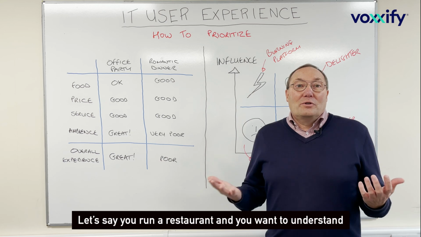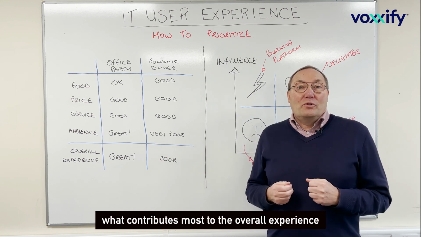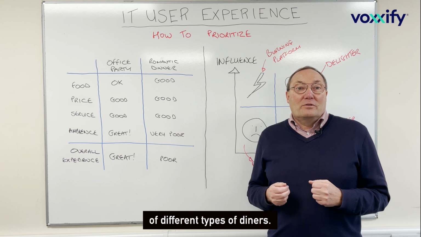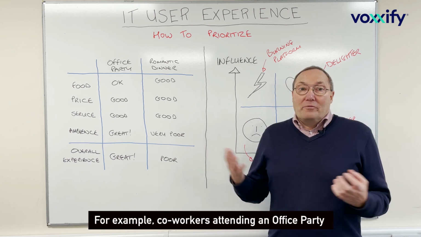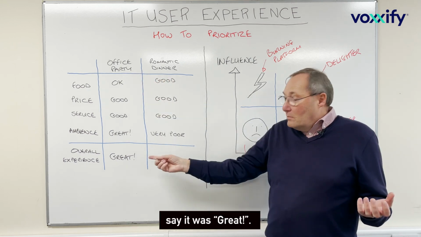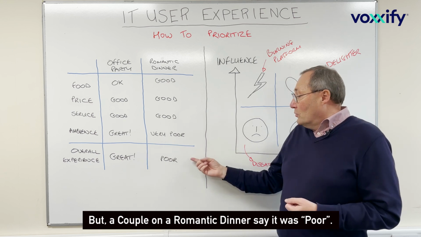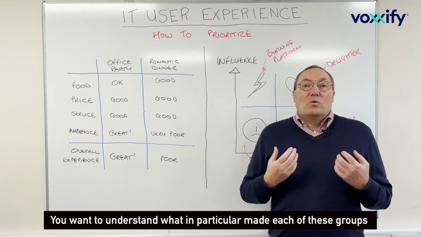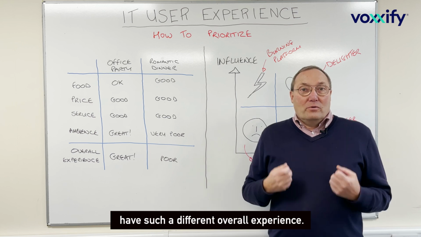Let's say you run a restaurant and you want to understand what contributes most to the overall experience of different types of diners. You ask 2 different groups of people, what was their overall experience like? For example, co-workers attending an office party say it was great, but a couple on a romantic dinner say it was poor. You want to understand what in particular made each of these groups have such a different overall experience.